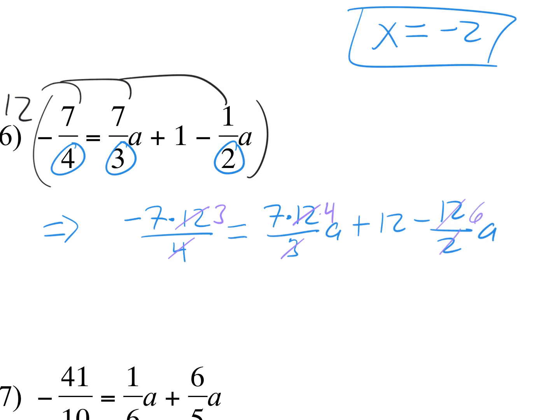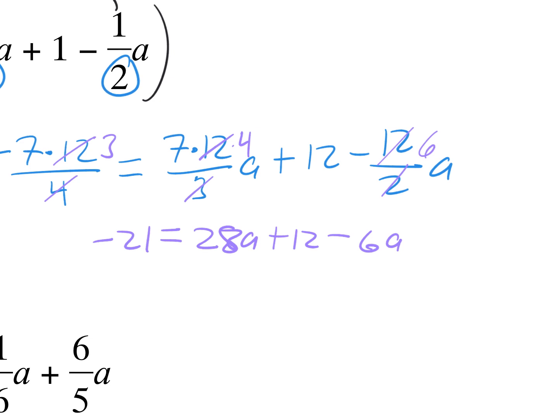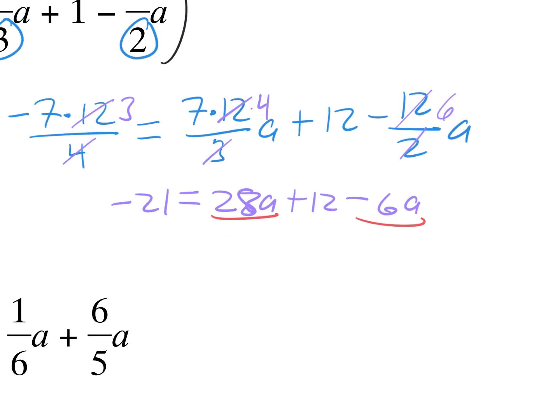Now that we have all of our denominators gone, let's do negative 7 times 3, which is negative 21. This equals 7 times 4a, which is 28a, and then plus 12 minus 6a. Just like the others, we want to combine like terms. 28a minus 6a is going to be 22a, plus 12 equals negative 21.